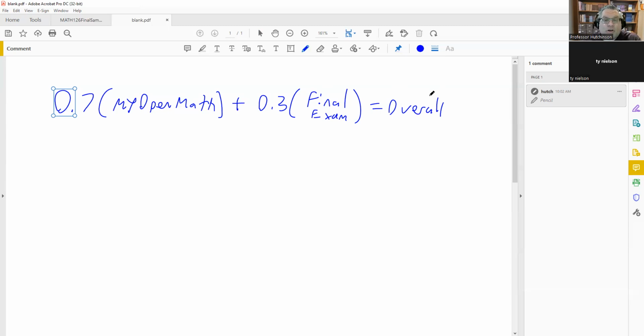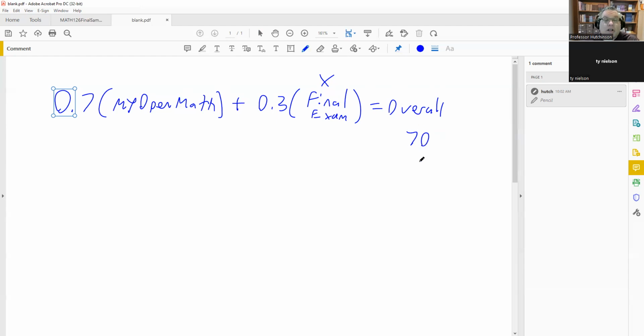Now, if you're looking to go for a certain score, for instance, if you want to know the minimum I need to get in order to pass, 70 in my class, that's the minimum percentage to pass. What you would do then is just solve this equation: 0.7 times the MyOpenMath score plus 0.3 times X, and that's going to give you a 70. Or you can put 80, 90, whatever you want.